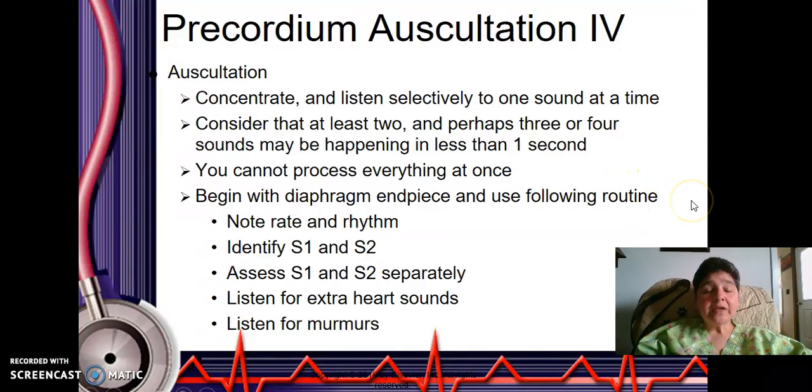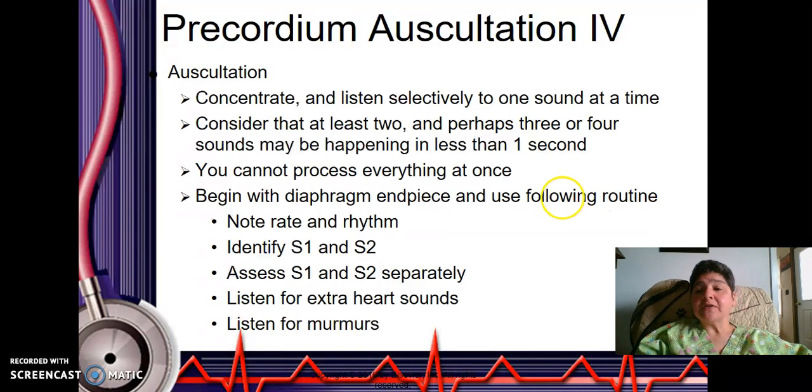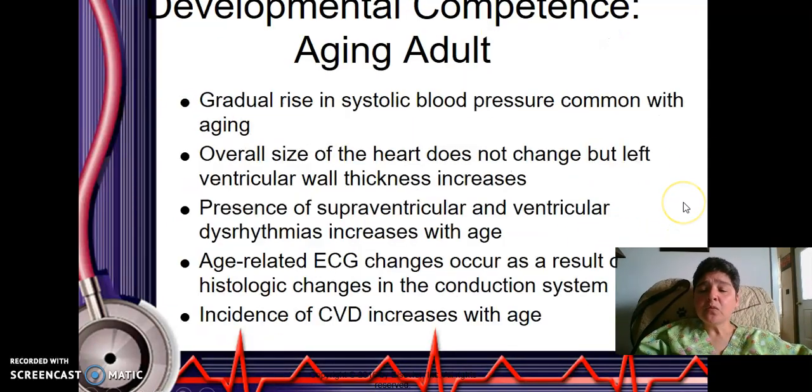And when you document your findings, I want you to tell me what area you were in and what you heard louder, S1 or S2, this week. And we'll talk about that more in lab as well.